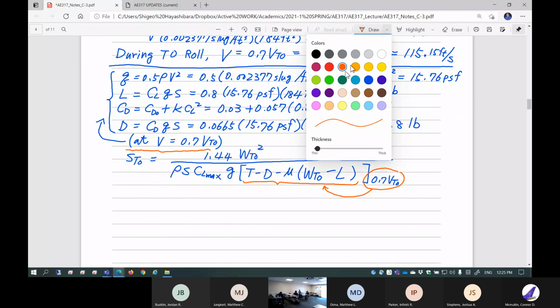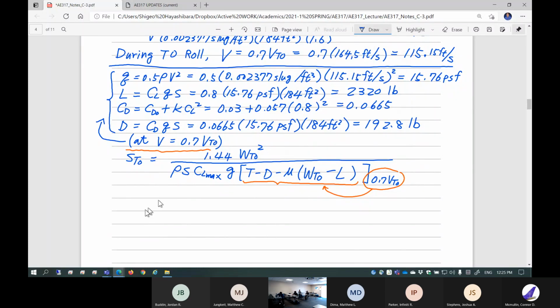So let's just plug in all of those values here. Okay? So this is going to be equal to 1.44 times weight of the takeoff, 6,575 pounds.